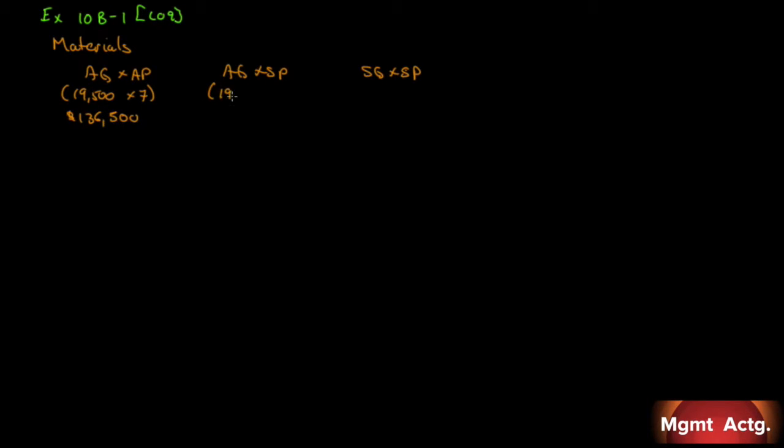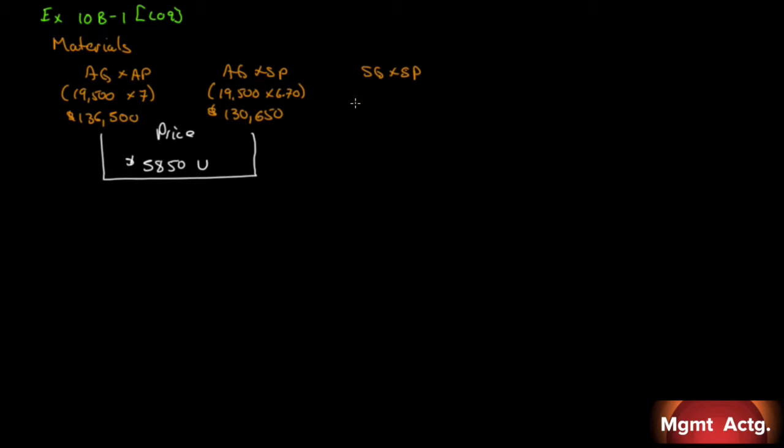Our standard price for the actual quantity we bought was $6.70, so it should have been $130,650. And this will give us a price variance. And our price variance is $5,850 unfavorable, which corresponds with the information in the question.